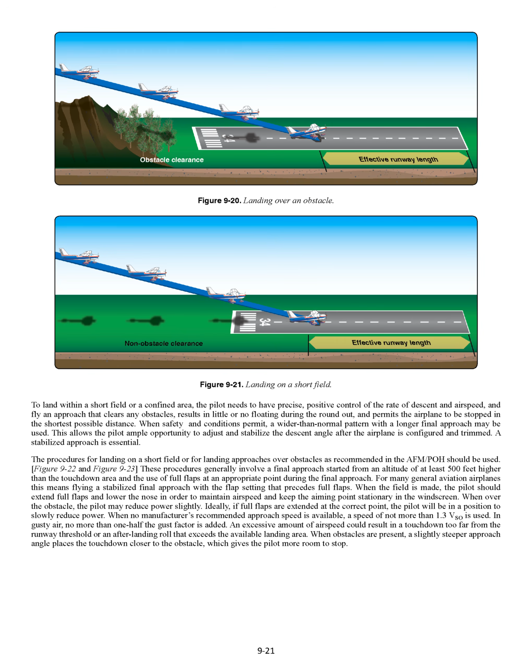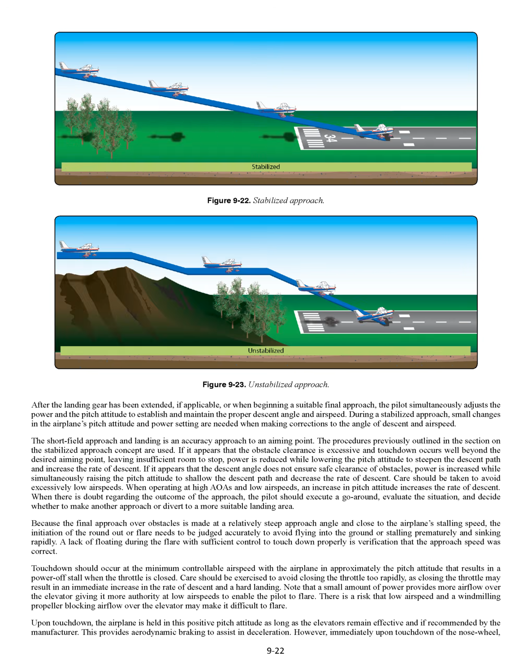An excessive amount of airspeed could result in a touchdown too far from the runway threshold or an after-landing roll that exceeds the available landing area. When obstacles are present, a slightly steeper approach angle places the touchdown closer to the obstacle, which gives the pilot more room to stop. After the landing gear has been extended, if applicable, or when beginning a suitable final approach, the pilot simultaneously adjusts the power and the pitch attitude to establish and maintain the proper descent angle and airspeed. During a stabilized approach, small changes in the airplane's pitch attitude and power setting are needed when making corrections to the angle of descent and airspeed.